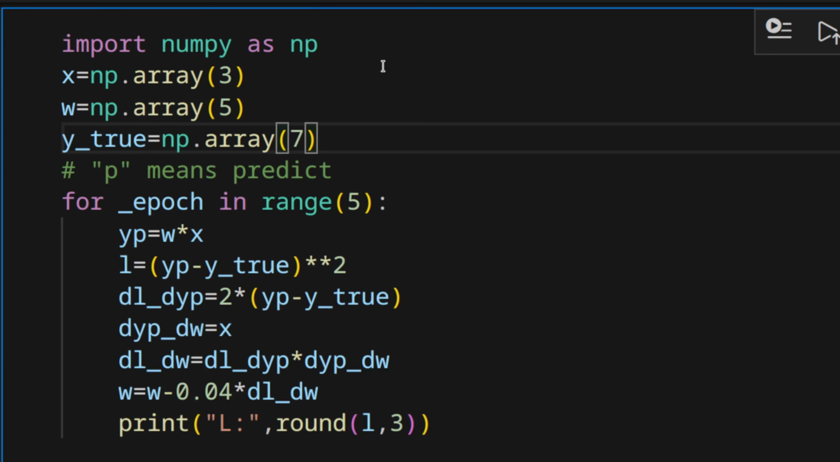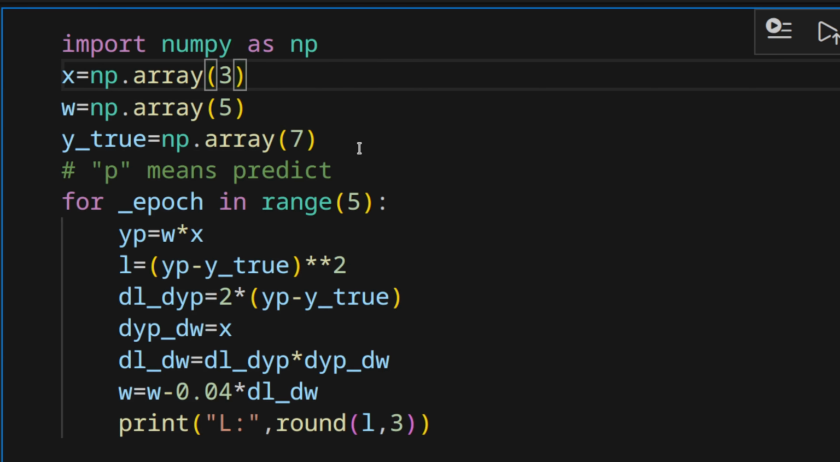It's assigning 3 to X, 5 to W, 7 to the Y true. P down here is representing predict. This is the number of epochs, which is 5. It's like the forward and back passes and updates of the neural net type thing.